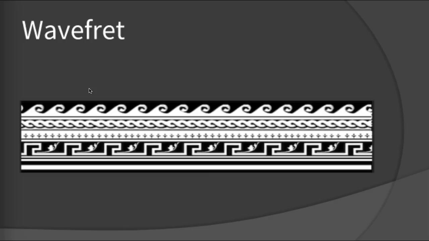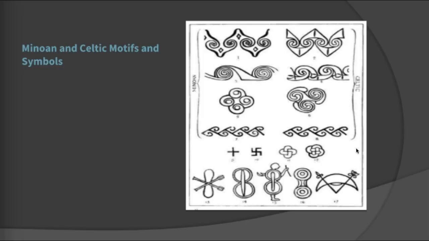The design motifs, so for instance, the wave fret and some of these early key, like Greek key patterns, would have been fairly easy to weave. There are some other patterns which might have been a little bit more complicated, but that's nothing that the advanced weavers in the society could not have done.